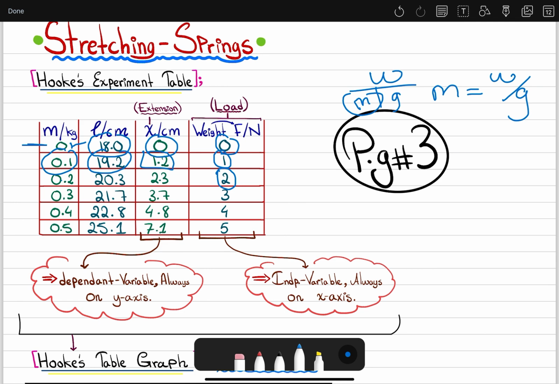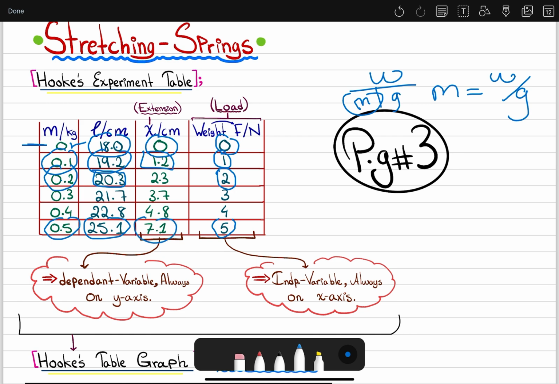Then he increased the load to 2. So mass is equal to 2 divided by gravitational field strength, which is 0.2. The length increased to 20.3. So what is the extension? 20.3 minus 18.0, 2.3. Then he just kept increasing it all the way to 5. Okay, so for example at 5, what is the mass? Mass is equal to 5 divided by gravitational field strength, 0.5. Length was 25.1. Extension, 25.1 minus 18.0, 17.1, okay?